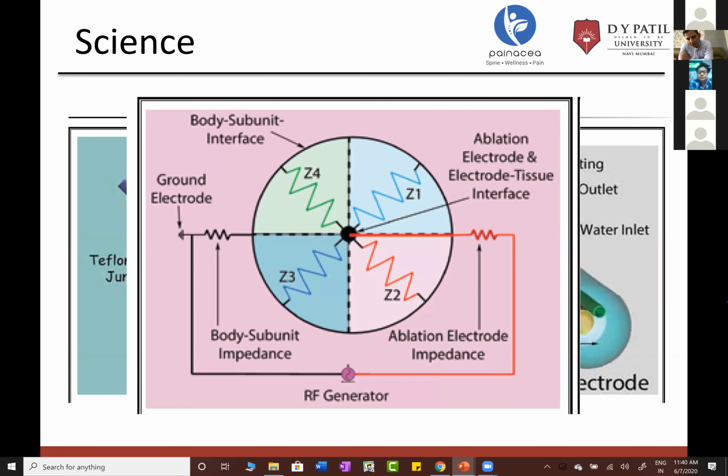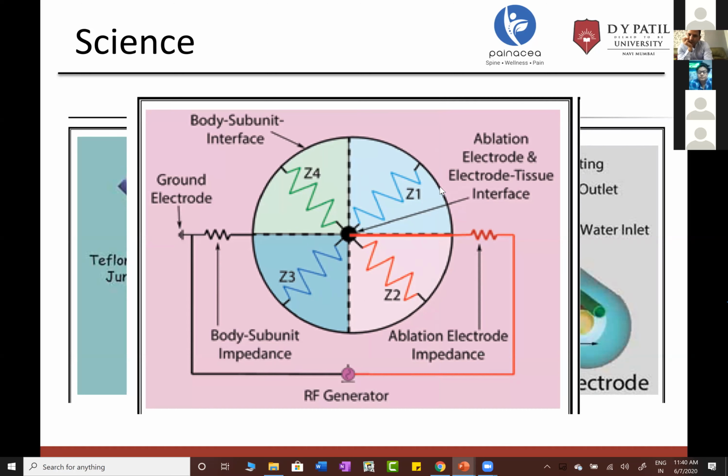Now if you see, this is some physics, but you need to understand it if you want to avoid your failures. So there are 4 components which are involved while RF lesioning is happening, and they are divided, for simplicity, into Z1, 2, 3, 4.